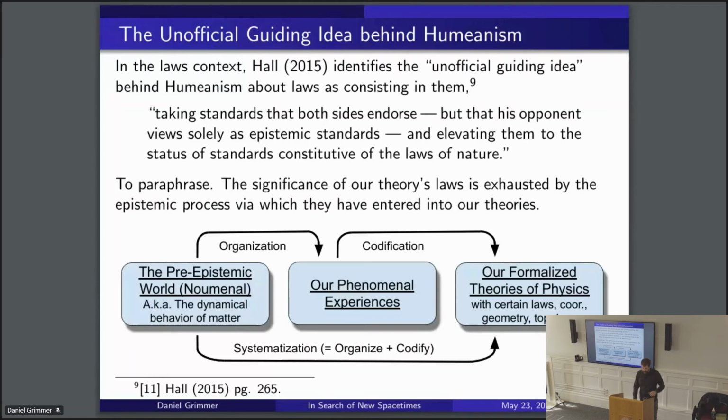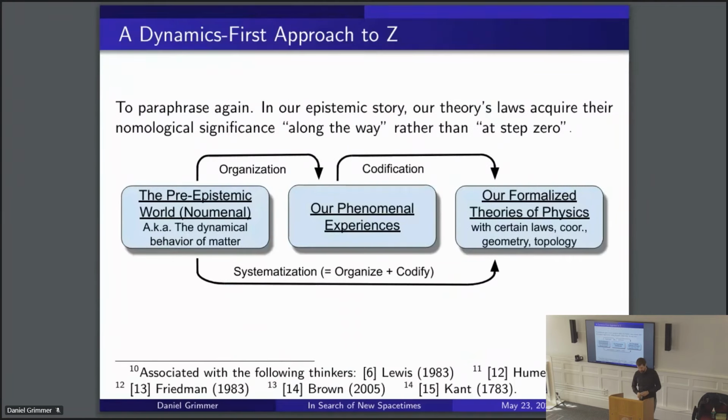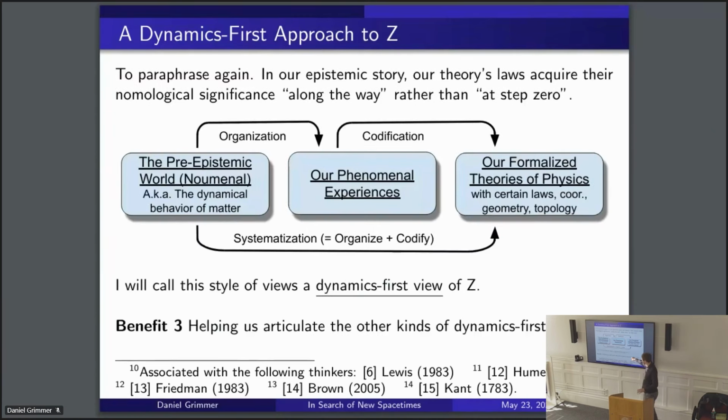And I want to take that and generalize it to these other aspects of our theories. So again, we have here our epistemic story. The laws acquire their nomological significance kind of along the way rather than by having some hardworking counterpart that does work at step 0. So it's about how they earn their nomological significance. And I'm going to call this style of views dynamics first views about any Z. And the third benefit of mastering this kind of topological redescription or any kind of redescription is in helping us articulate these kinds of dynamics first views.